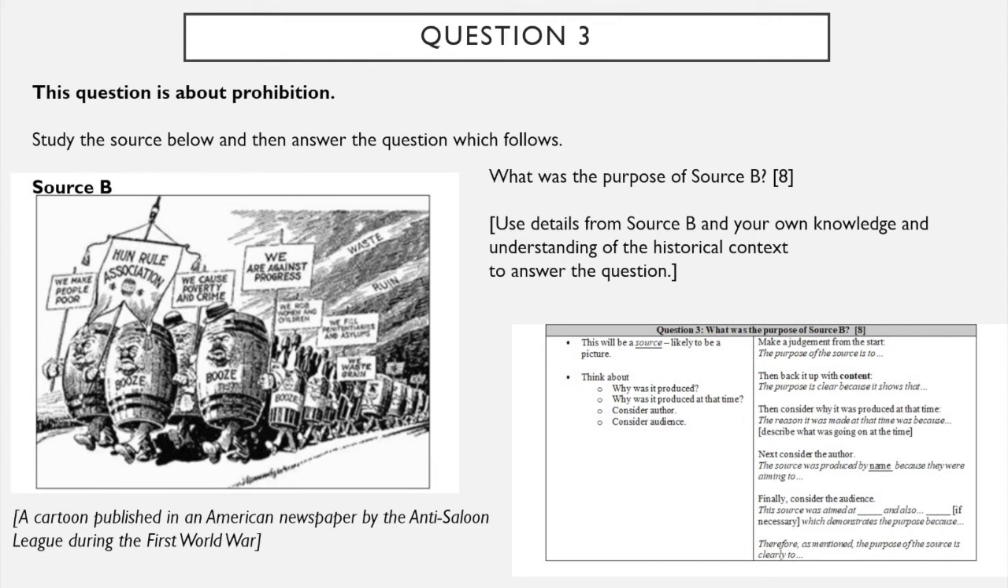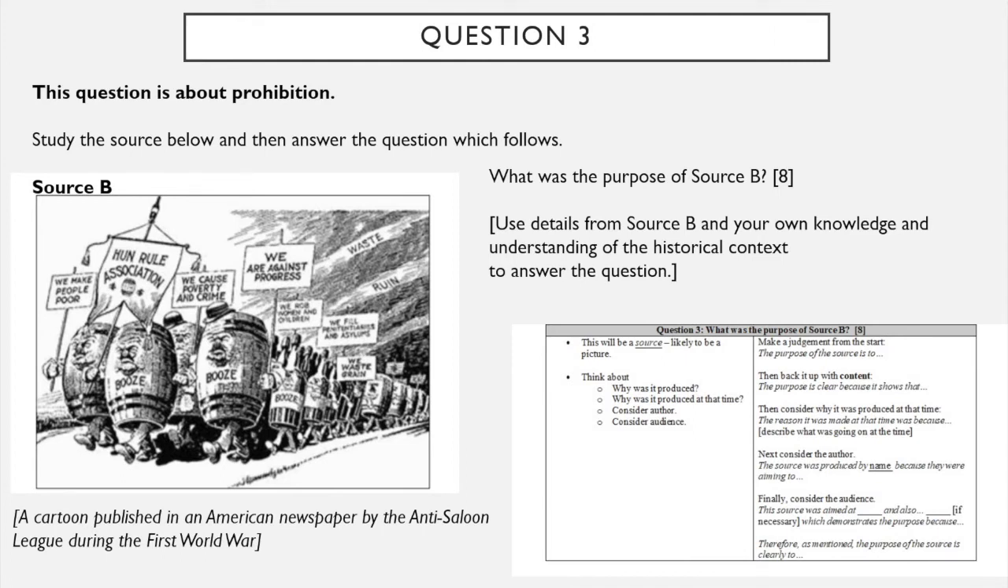Obviously as well, we're thinking about the audience. It's the wider American public, isn't it? They're appealing to the wider American public. If you drink alcohol, you are helping Germany. You're helping fascists. Okay, you're helping create poverty.